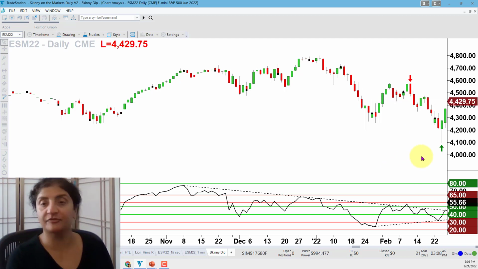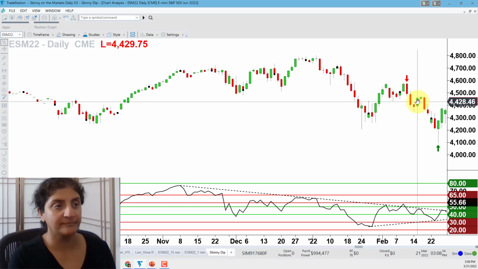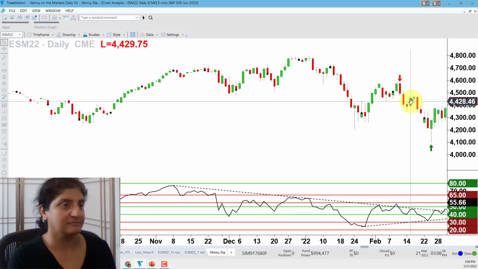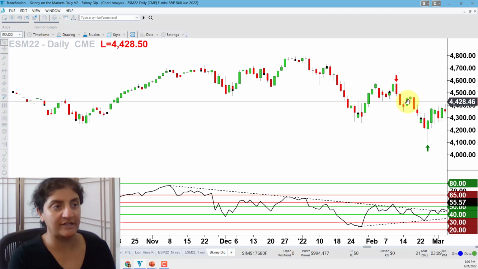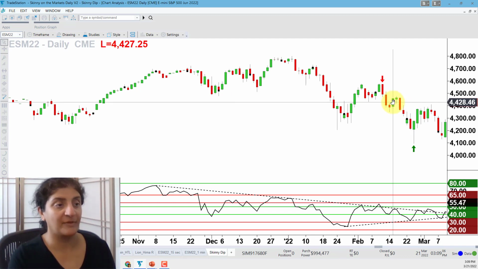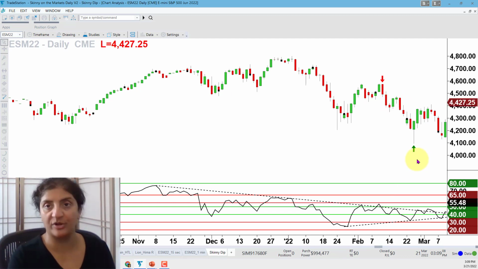So you can see that we had a confirmation of that low by the closing price being above the day of the turn in the market. An inside bar, a little bit of consolidation, then a little bit of a correction lower, but then still hanging out in that February 24th range.